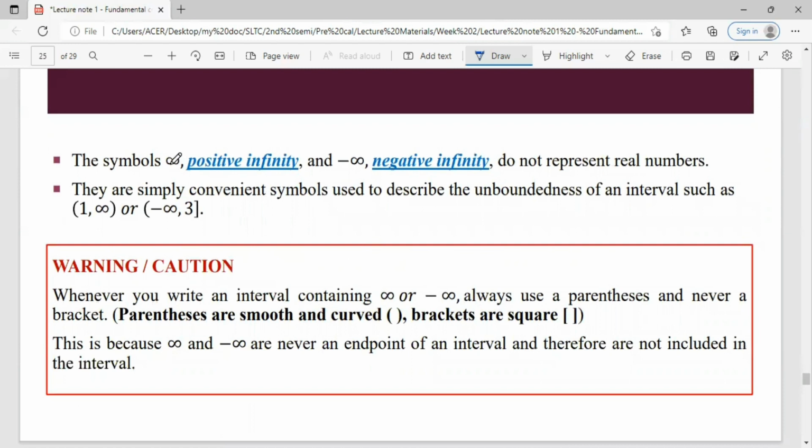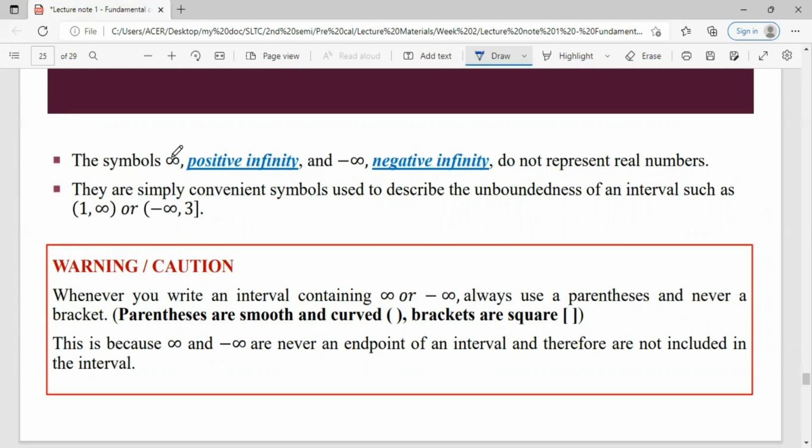We know that this notation means infinity. If we have this one, we call it positive infinity. If we have a negative sign, we call that negative infinity. The symbols positive infinity and negative infinity do not represent real numbers. They are simply convenience symbols used to describe the unboundedness of an interval, such as (1, ∞) or (−∞, 3).